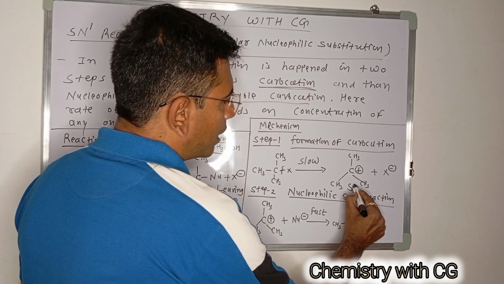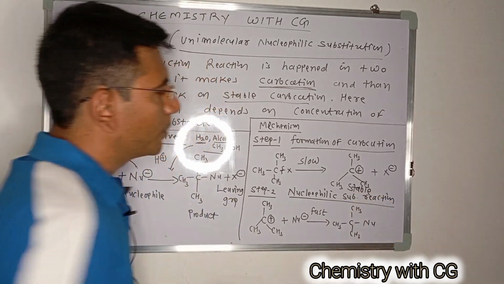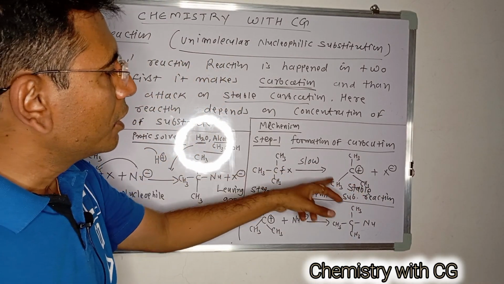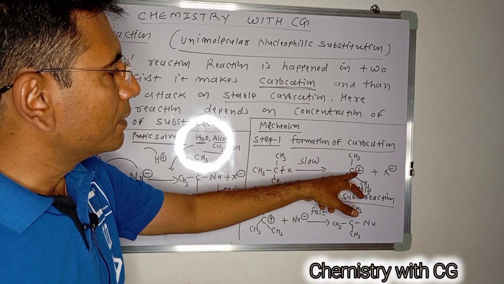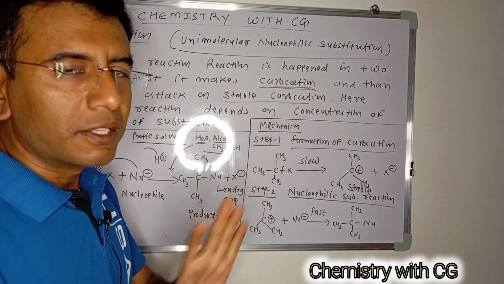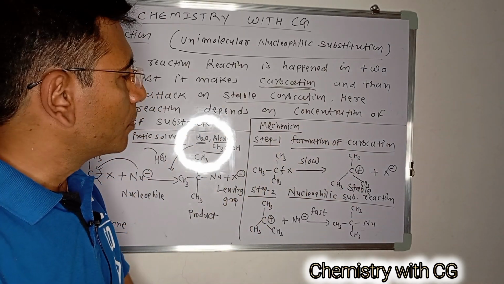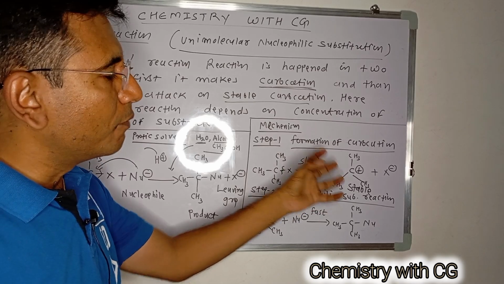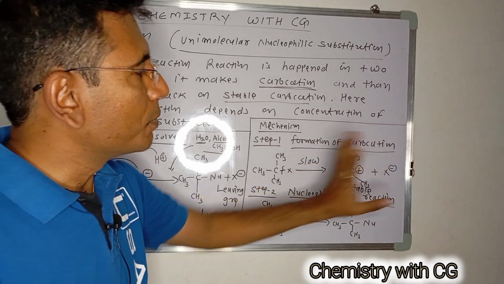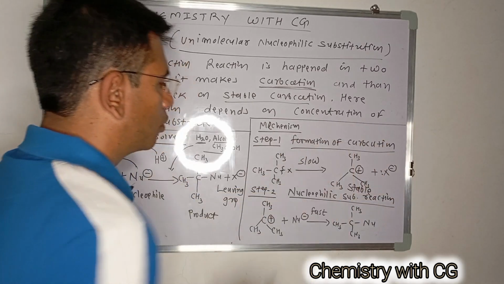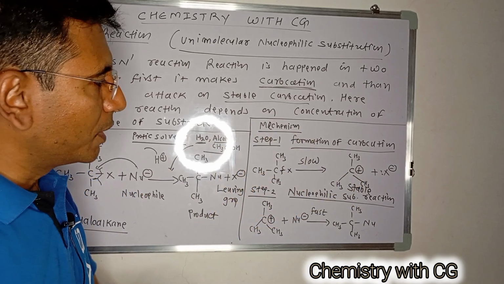This is the stable carbocation. Why stable carbocation? You know that there are three methyl groups surrounding this C plus. You know that methyl groups are electron donating groups, which make this carbocation very stable, and the leaving group is X minus here, which has two electrons also. So first we make the stable carbocation.